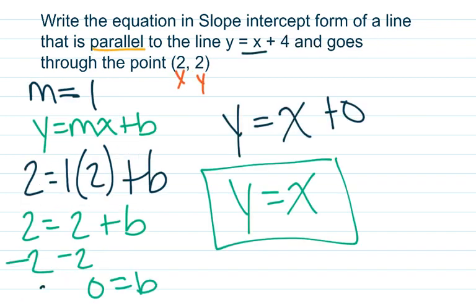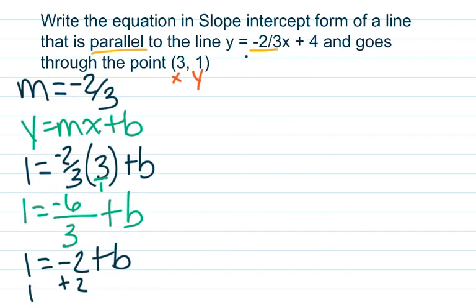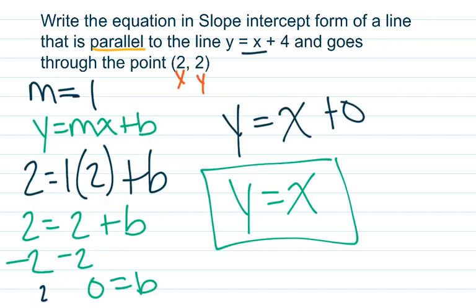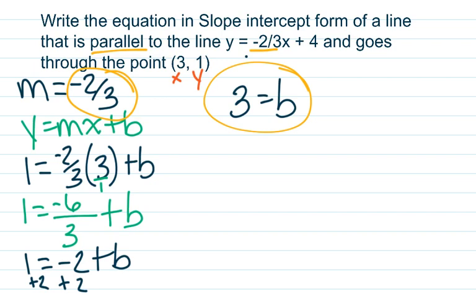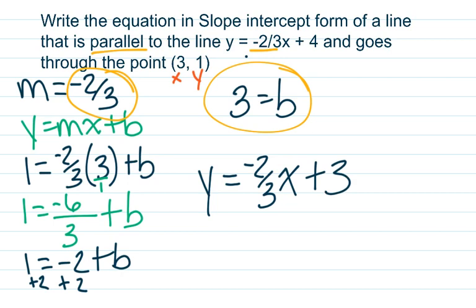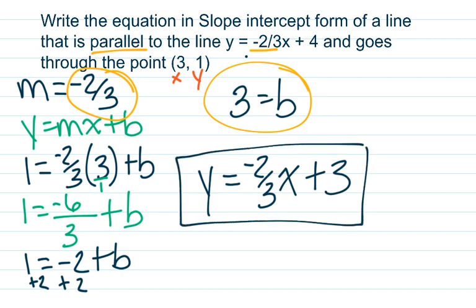Add 2 to both sides, and we get 3 equals b. We have now our slope, which is negative 2/3, and our b, so we can write our answer, y equals negative 2/3 x plus 3. So that's parallel lines. Remember, parallel lines have the same slope. And then everything is the same as the other objective. It's just finding that new slope.